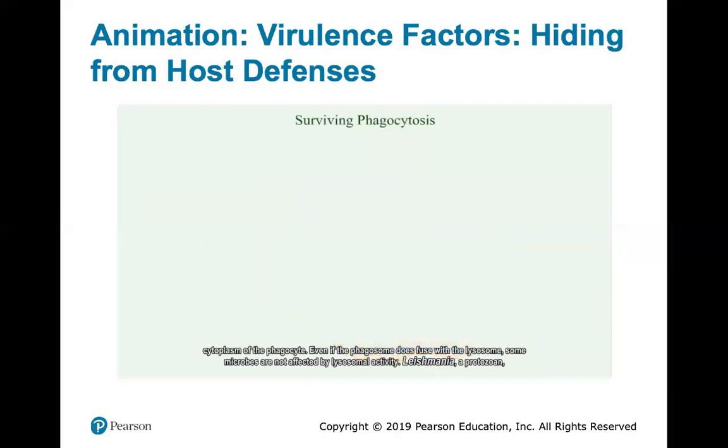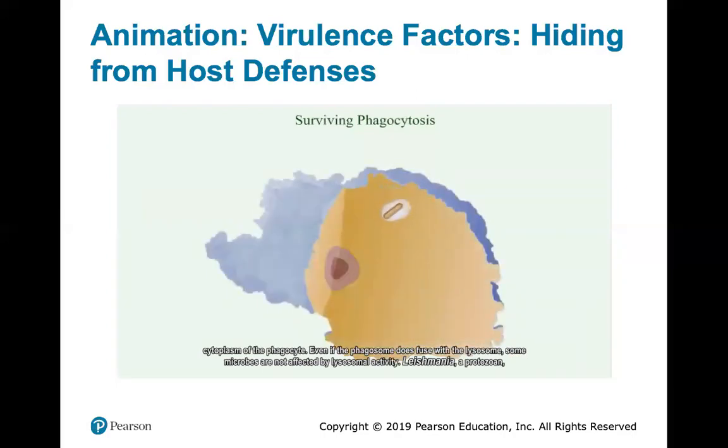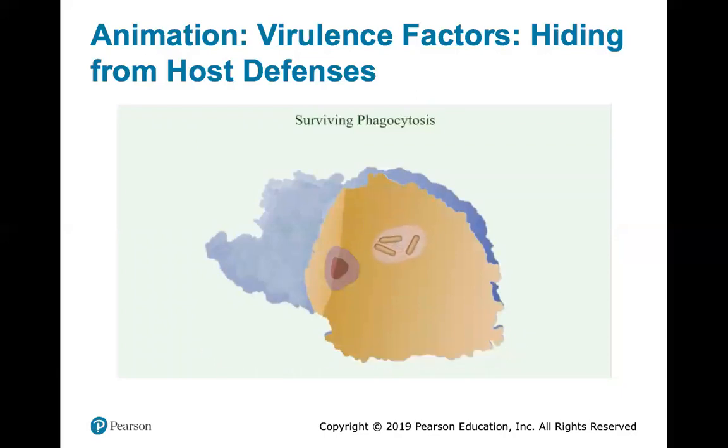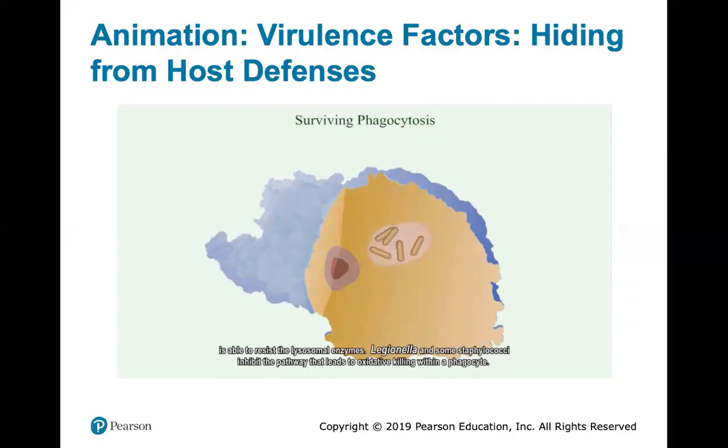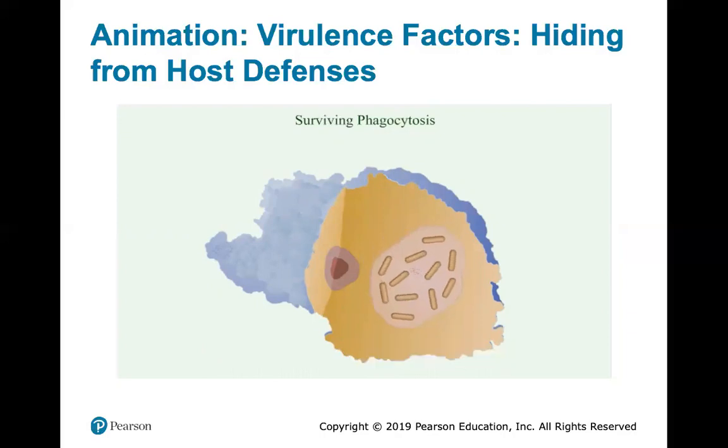Even if the phagosome does fuse with the lysosome, some microbes are not affected by lysosomal activity. Leishmania, a protozoan, is able to resist the lysosomal enzymes. Legionella and some staphylococci inhibit the pathway that leads to oxidative killing within a phagocyte. Some bacteria, including the tuberculosis bacterium, actually reproduce within the phagocyte.